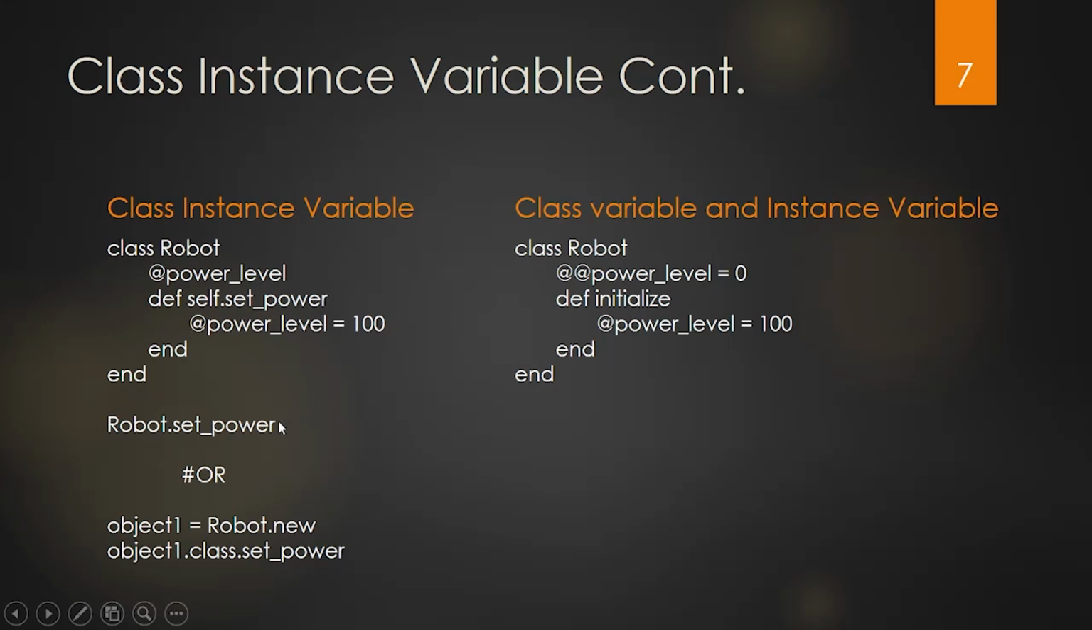So below that, we demonstrate how to actually call this self.setPowerLevel method. You can either use the name of the class, followed by a dot, and then the name of the method, or you can create a variable that holds an instance of that class, and then use the variable name, then a dot, then the word class, and then a dot, and the name of the method. Now, if you were inheriting from these classes, on the left side here, you would not be able to inherit the class instance variable @PowerLevel. However, on the other side, you would be able to inherit both of these PowerLevel variables.